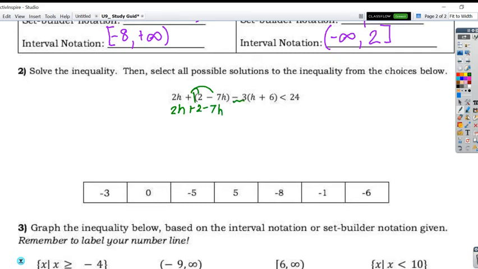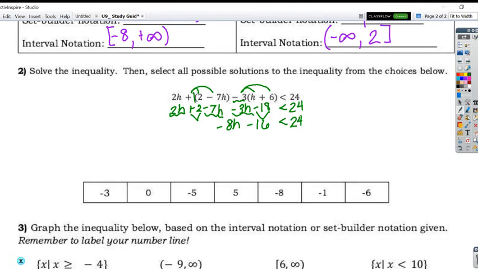And then I've got to distribute the negative 3. So minus 3h, negative 3 times 6 makes negative 18. This is all less than 24. Combine some like terms, so 2h and negative 7h and negative 3. So 2 negative 7 makes negative 5, and then with a negative 3, that's going to put me at negative 8h. And then when I look at the constants, a positive 2 and a negative 18, that's negative 16 for me. This is still less than the 24.